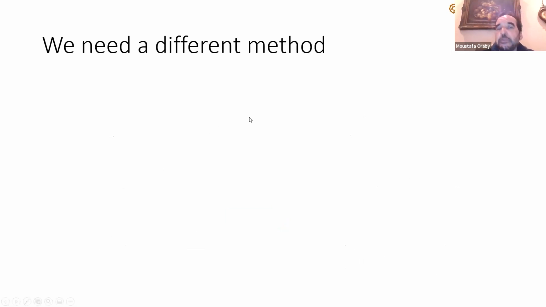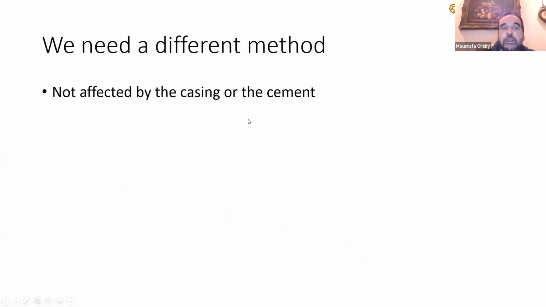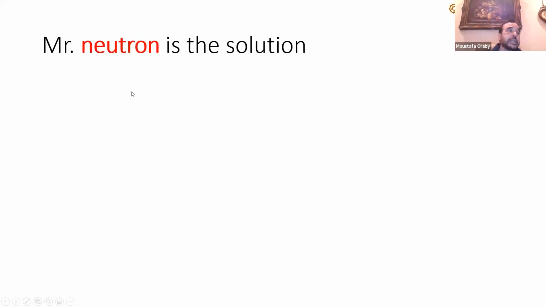So we need a different method. We need a different methodology, not affected by casing or cement. Casing affected our measurement in the resistivity. It took all of our current, left us with a very small current going through the formation. Now we need something that's not very much affected by casing or cement, and with better accuracy.